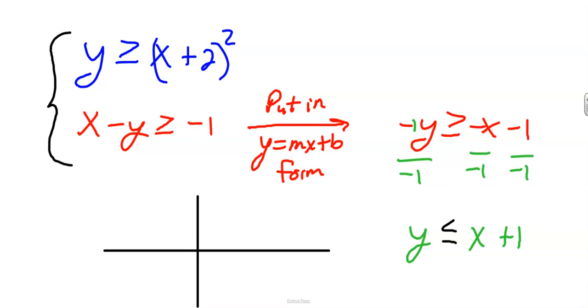Okay, so for the blue line, it's y greater than (x plus 2) squared. And again, because this plus 2 is on the inside, we're going to take the quadratic and scoot it 2 places in the opposite direction. So we're going to back it up 2 spaces to the left. So that's going to center this thing up so it looks something kind of like that.